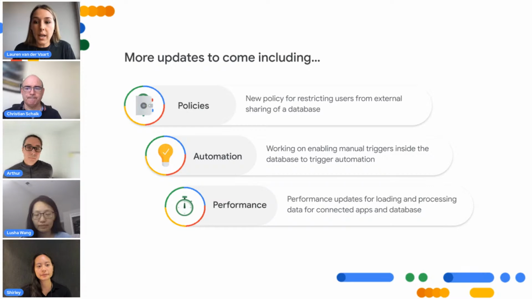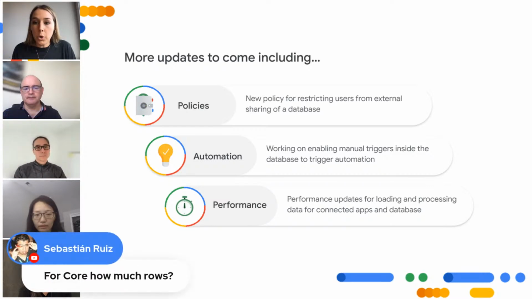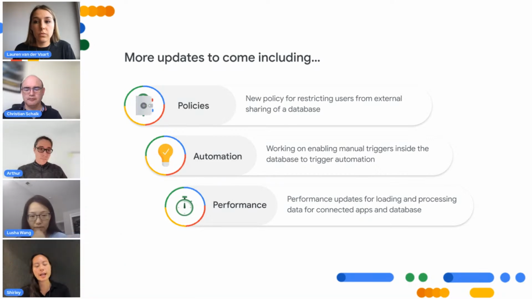Okay, thank you. And then one more here is for core, how many rows? Yeah, so for core, and because of some of the improvements that Christian just touched on, we're not changing the usage limits on the core plan because it is available for free for many more Workspace customers now. So the scalability changes that are reflected here are for AppSheet Enterprise customers.